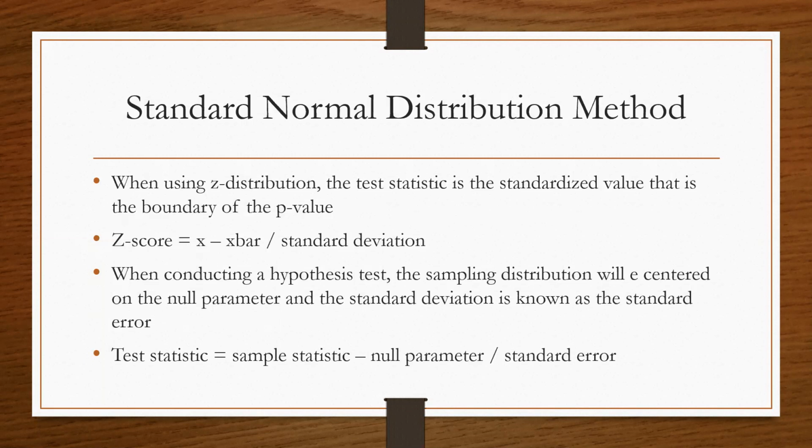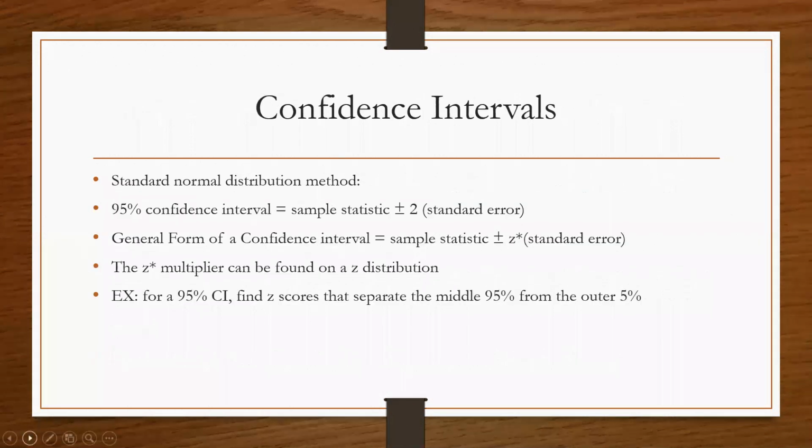And then when you're conducting a hypothesis test, the sampling distribution will be centered on the null parameter, and the standard deviation is known as the standard error. So another way of thinking about it is the test statistic is going to equal the sample statistic minus the null parameter, divided by the standard error. This is all stuff that you guys have probably seen before, just written a different way.